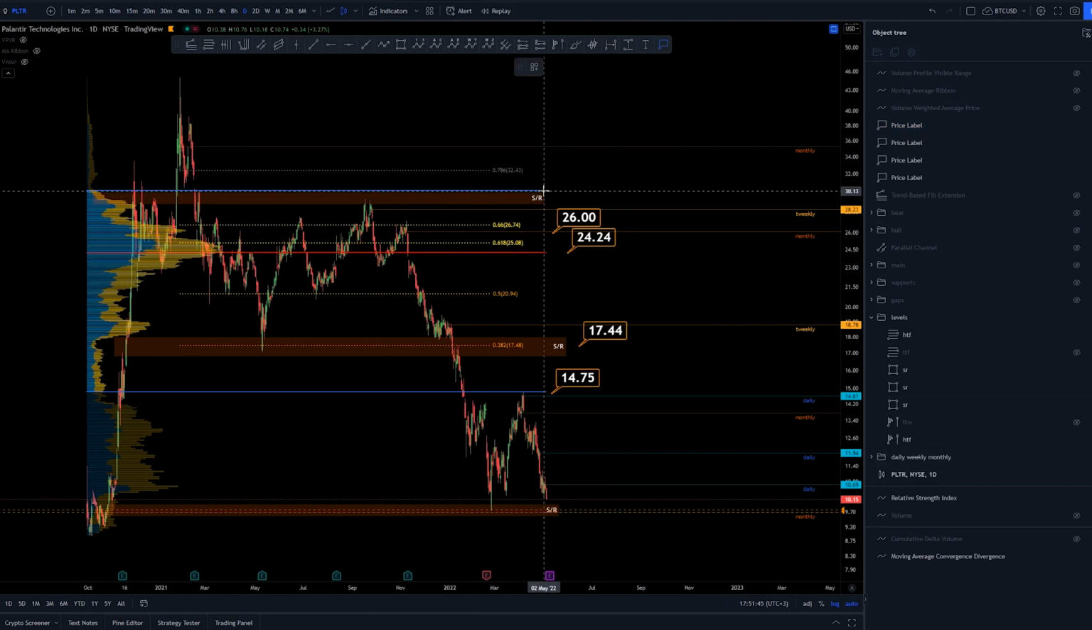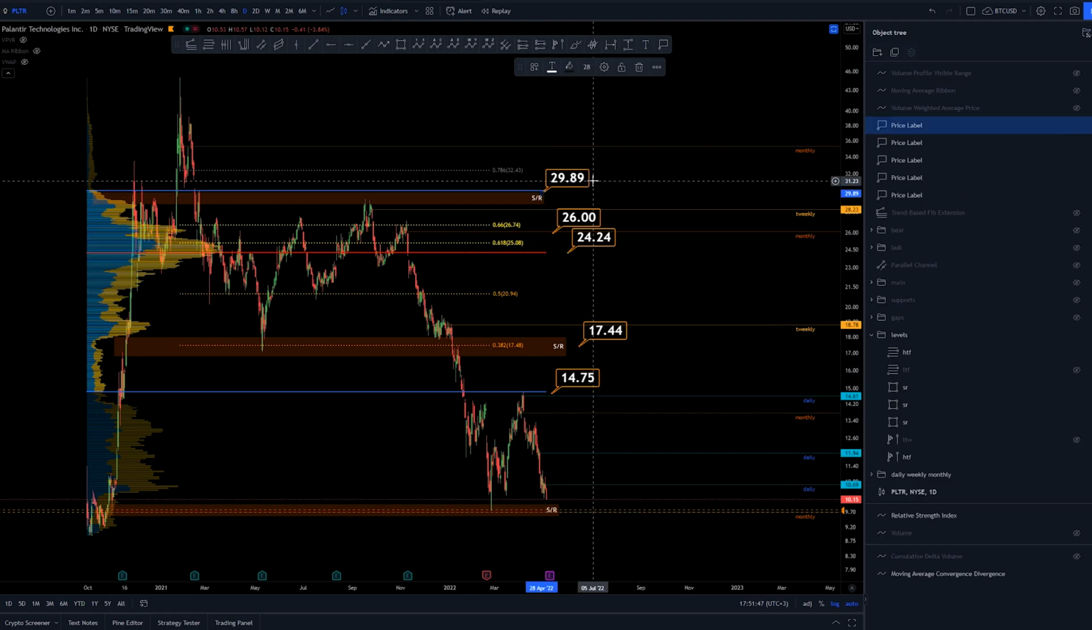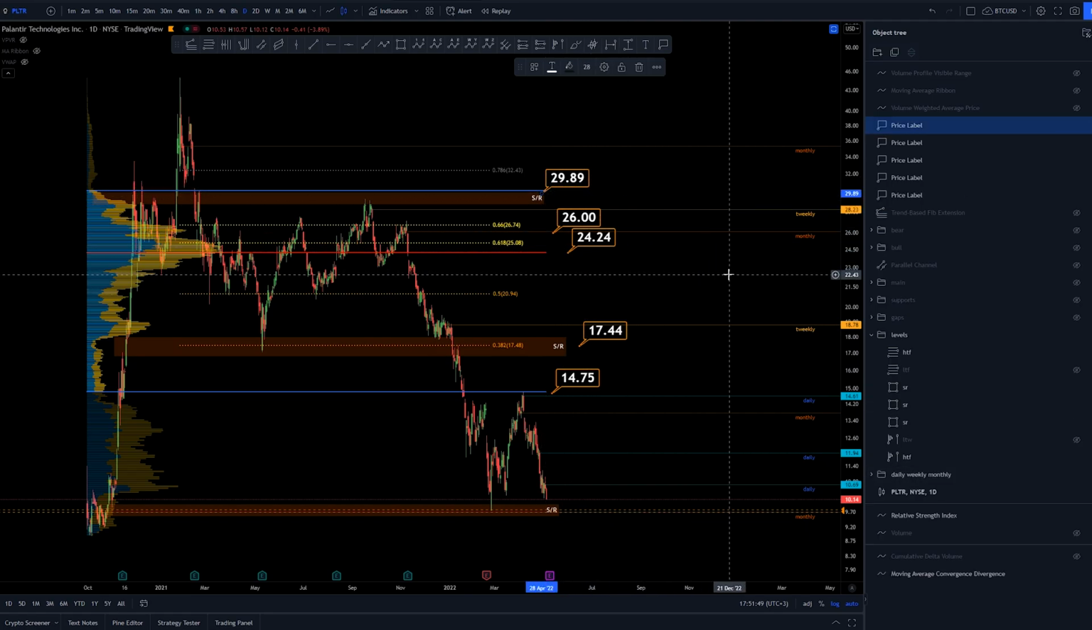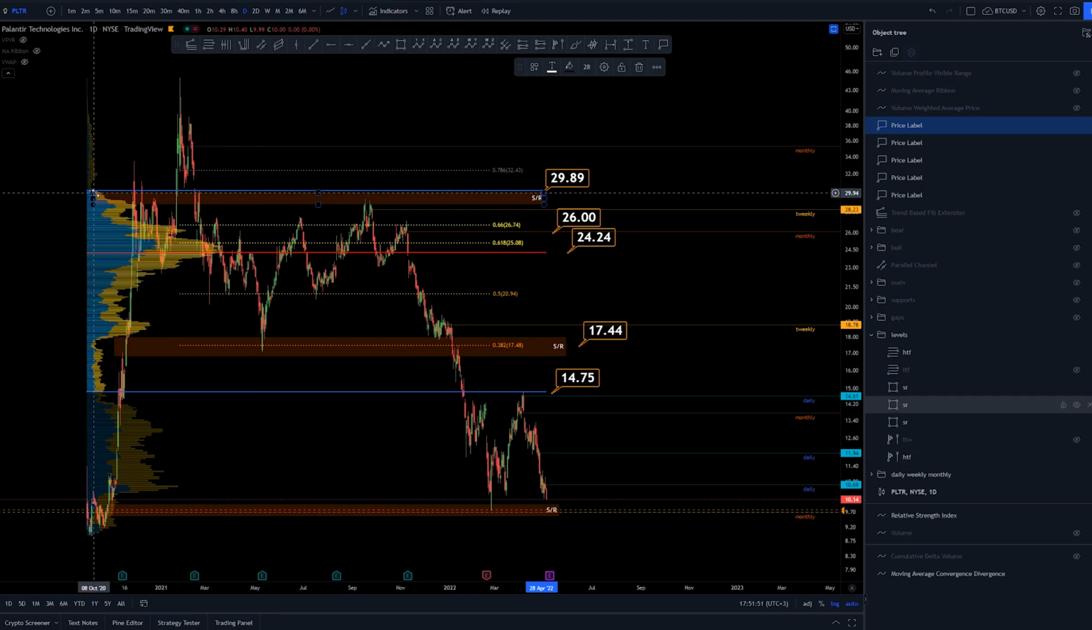And the last I think that I want to mention is this one around here at $30. Not much here volume wise, but again is range value area high with this support and resistance area that we've backtested a couple of times now.